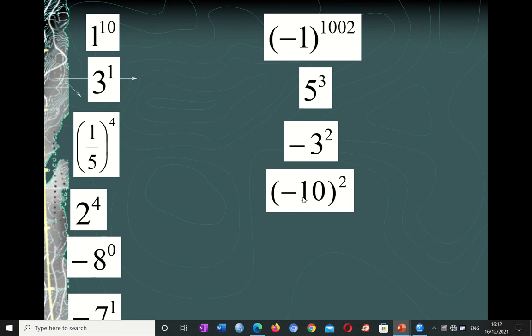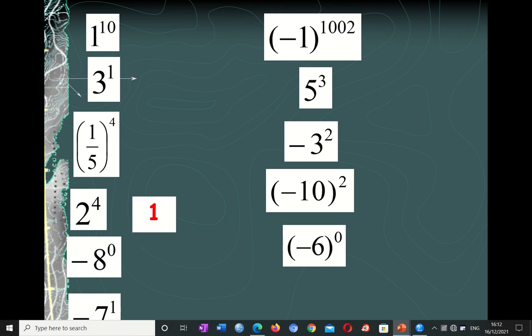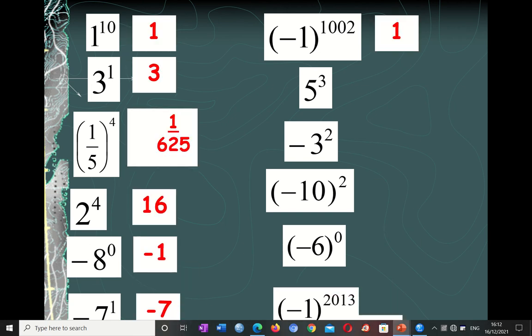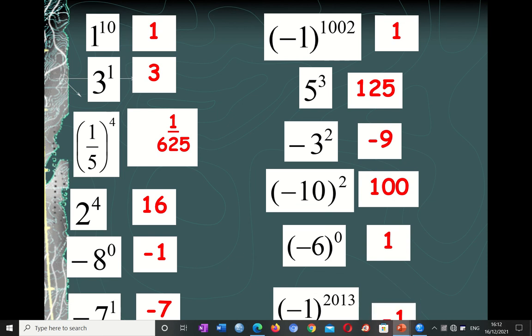This one. Is it positive or negative? It's positive. What is it? Positive 100. Yes, that's good. This one, it's 1. Is it negative or positive? Positive, because we have brackets. Yes, these are the answers. You can take a photo if you want.